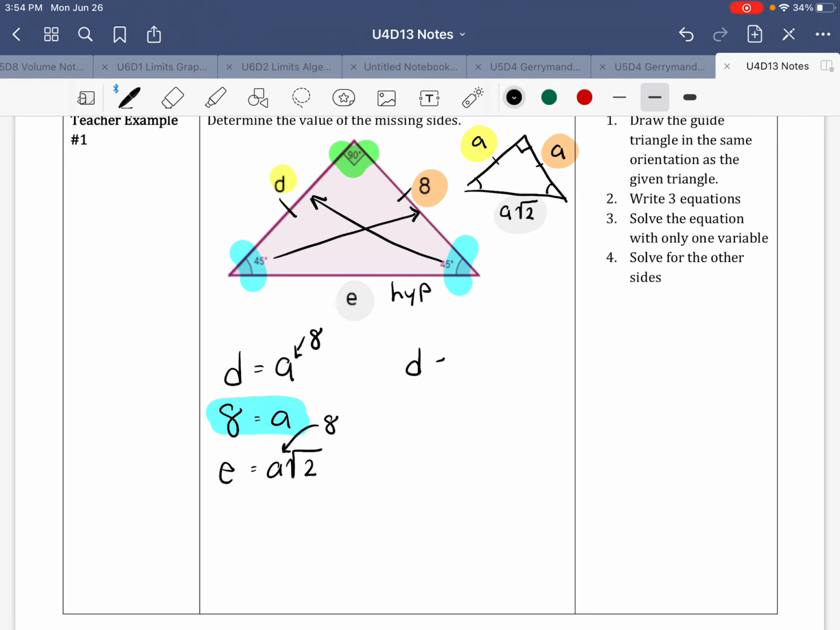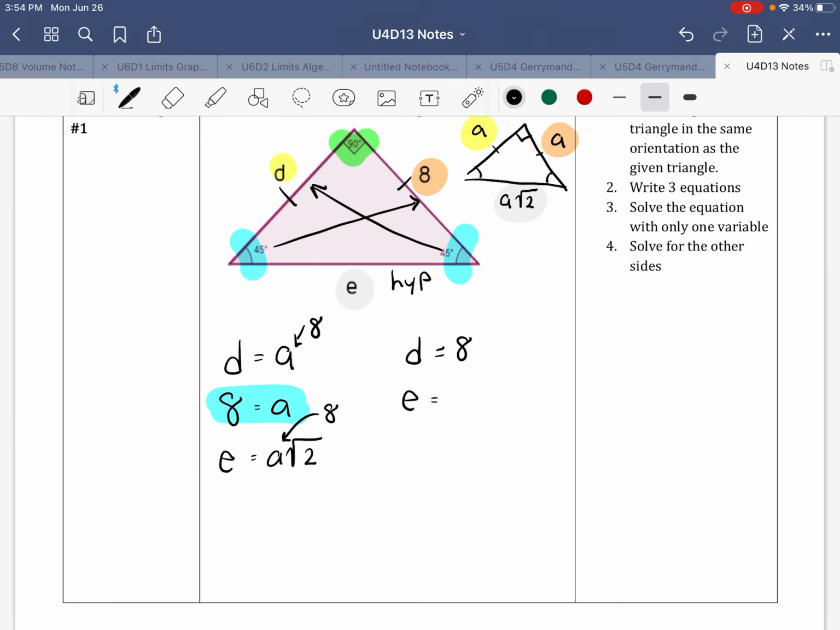Which means D also equals 8, which we already knew from the beginning. And E is going to equal 8 times the square root of 2, where we're replacing the variable A with the number 8. Okay? Here, that tells us this variable D equals 8, and our variable E equals 8 square root 2. If we put 8 square root 2 into the calculator, you'll find that it is approximately equal to 11.3. All right.